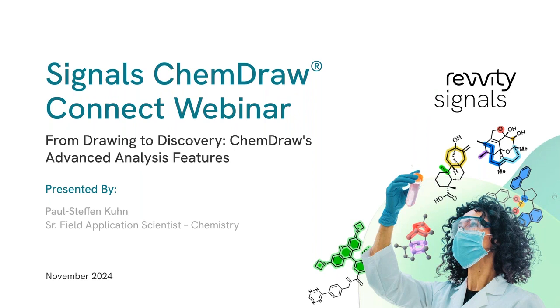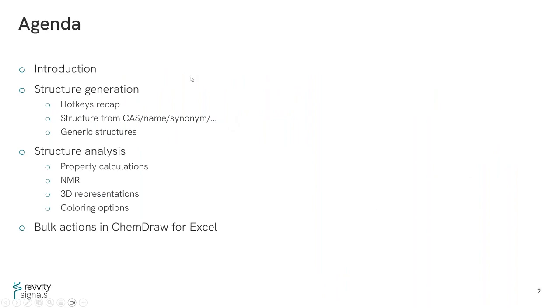Great. Thanks, Joanna, and thanks everyone for joining today's session. As you'll know, the goal for today is to hopefully show you something new about ChemDraw and refresh some of the existing knowledge. Specifically today, we are focusing on From Drawing to Discovery, ChemDraw's Advanced Analysis Features. So what does that mean in detail? I will just give you a quick introduction, as maybe a reminder, into the different ChemDraw offering types that there are. And then we will jump directly into the live session.